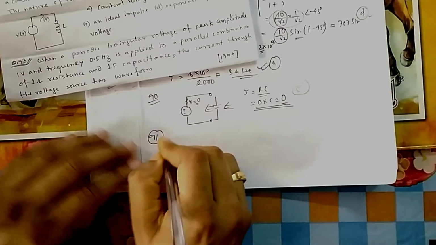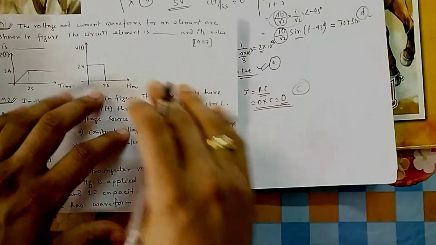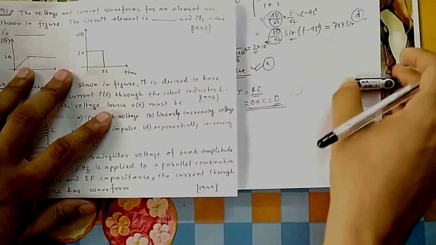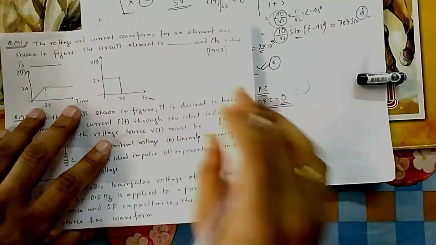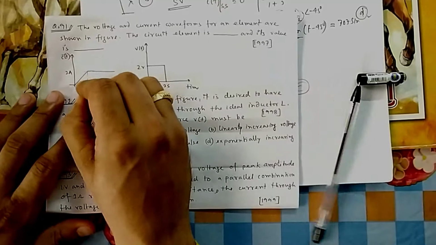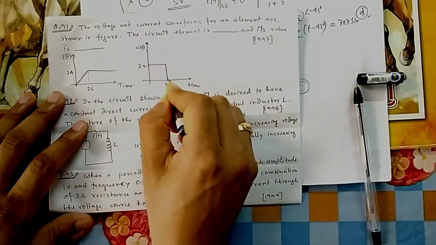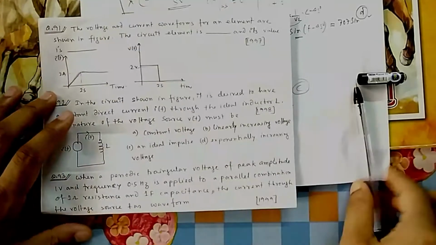Now if you see 91, the voltage and current waveforms for the elements are given in the figure. The circuit element is, if you see here, your current is changing. As your current is changing, you are getting voltage. When current is fixed, then voltage is zero. So which circuit gives a result like this?